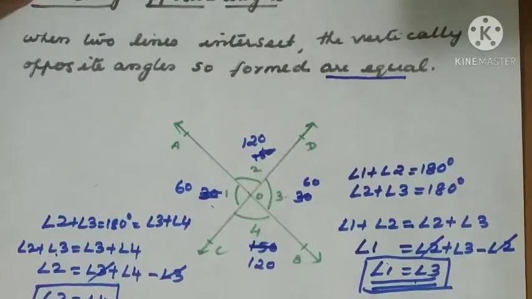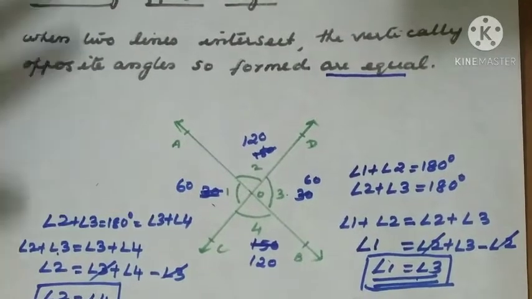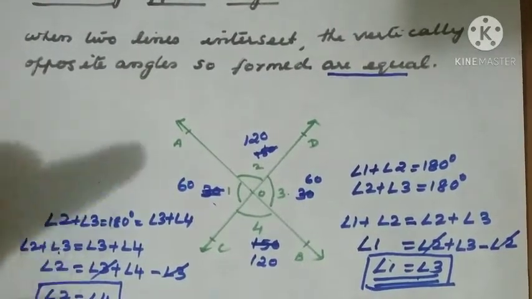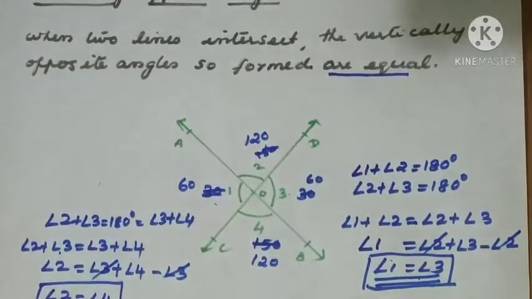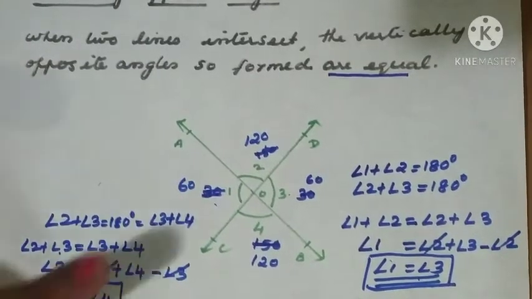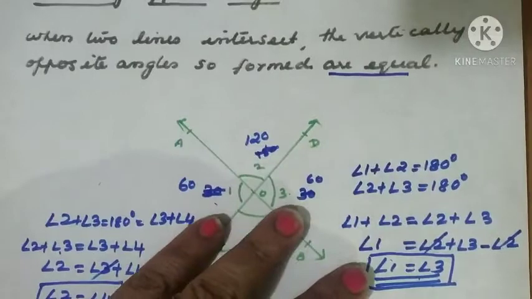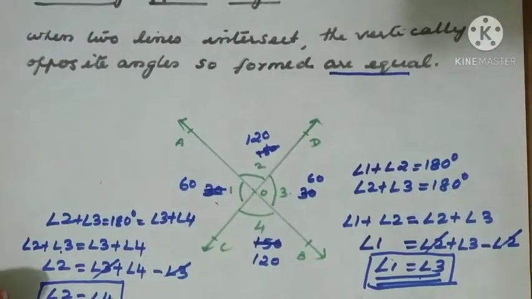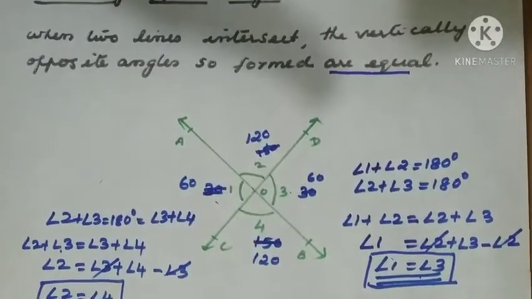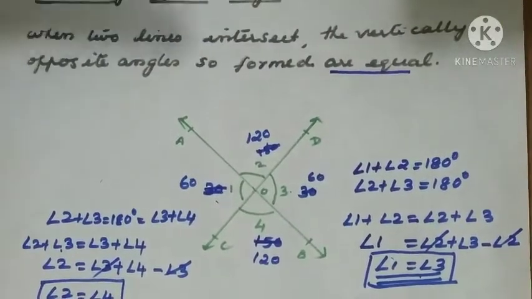I think now you got the idea. When two lines intersect, four angles are formed in the diagram. In that, vertically opposite angles are equal. Which are they? Angle 1 we are taking means the other one will be angle 3. Angle 2 we are taking, then the other one will be angle 4. Both are equal.